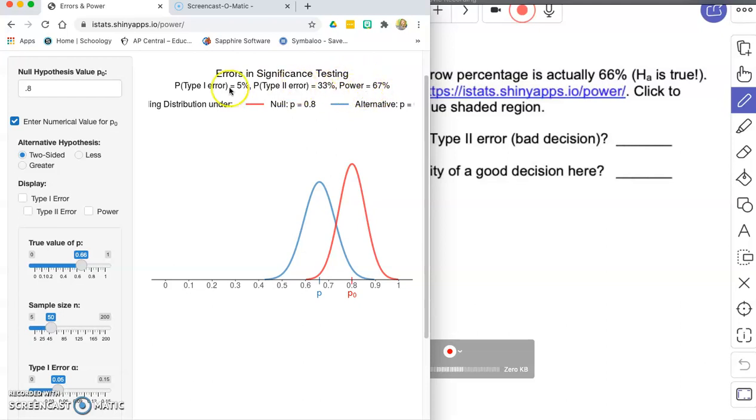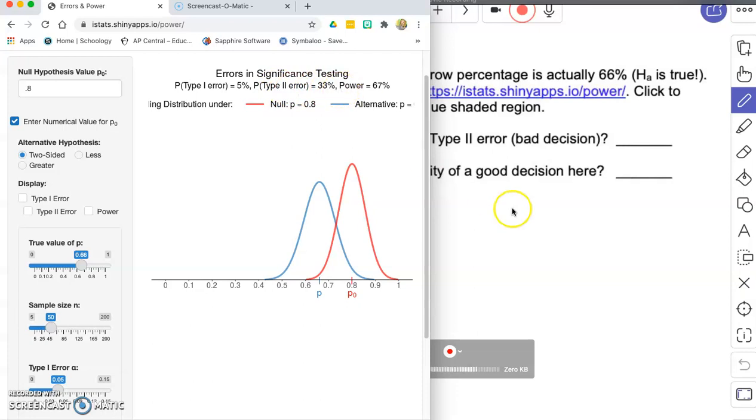Okay, so right now you can see that based on this scenario, the probability of a type 1 error is 5%. It's our alpha level. Our type 2 error is 33%, and notice our power is 67. So the relationship right here is shown between a type 2 error and power. Notice that they're going to add to 100%. Power is 1 minus the probability of a type 2 error, 1 minus beta.